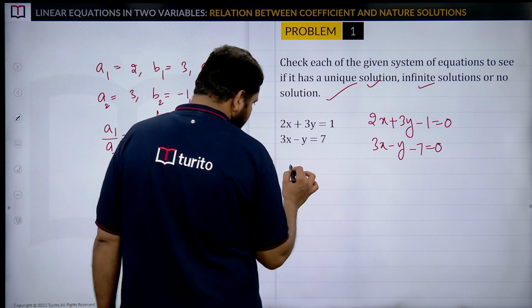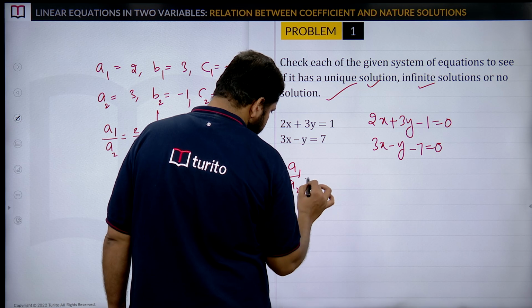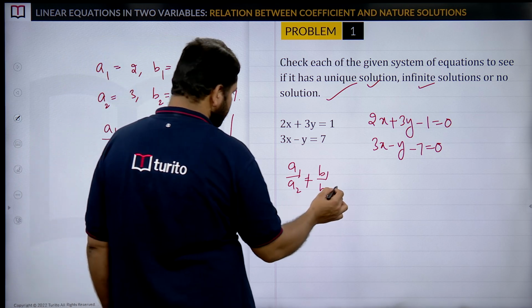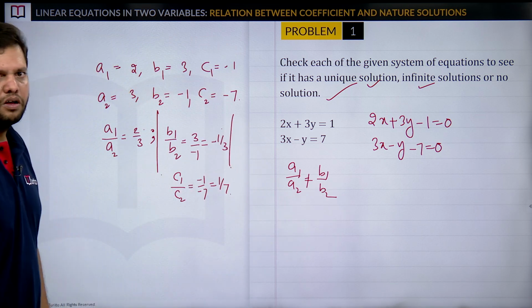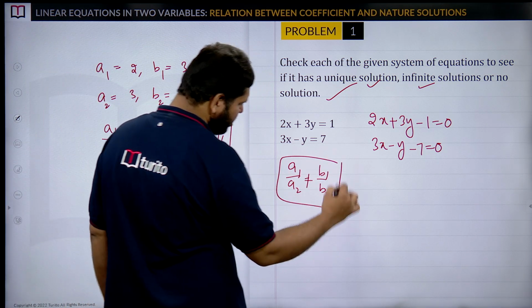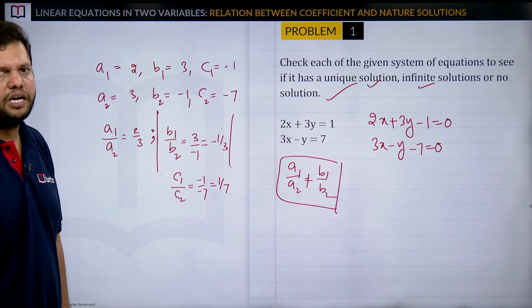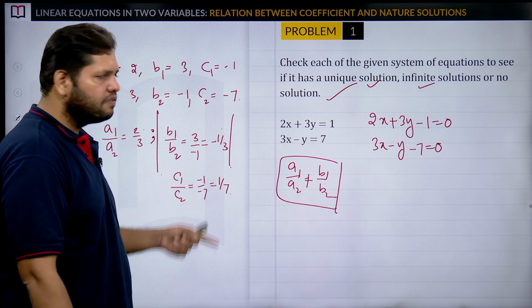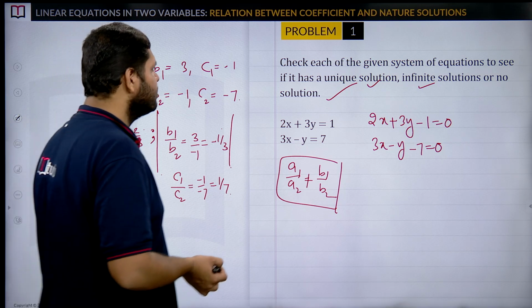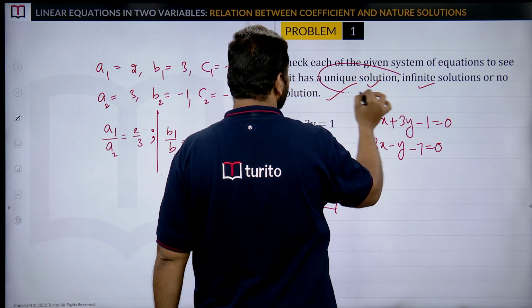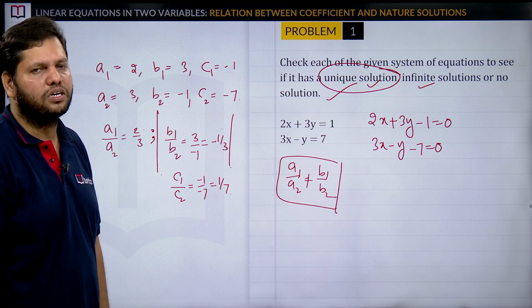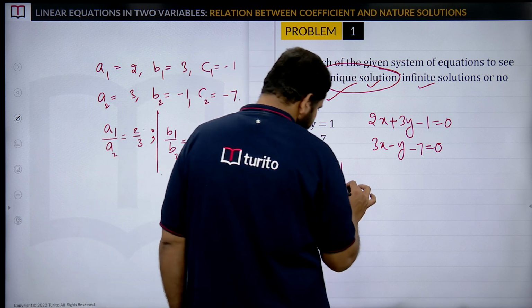What is the first condition, children? a1 by a2 is not equal to b1 by b2. Just check it, children, whether it is satisfied or not. So a1 by a2 is equal to 2 upon 3 and b1 by b2 is equal to minus 3. So clearly we can say, children, it satisfies the first condition: a1 by a2 is not equal to b1 by b2. The first condition is satisfied. If the first condition is satisfied, so what can we say, children? We can say directly it has a unique solution. Yes or no? So it has what? Directly a unique solution. Unique solution means we can say it is consistent.